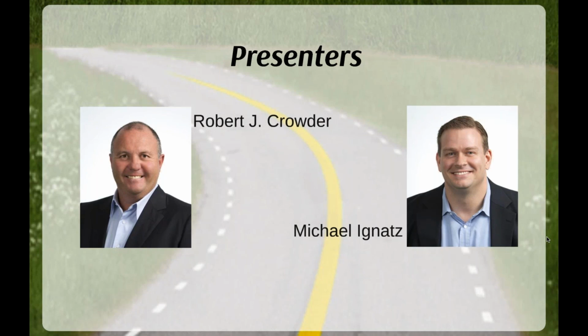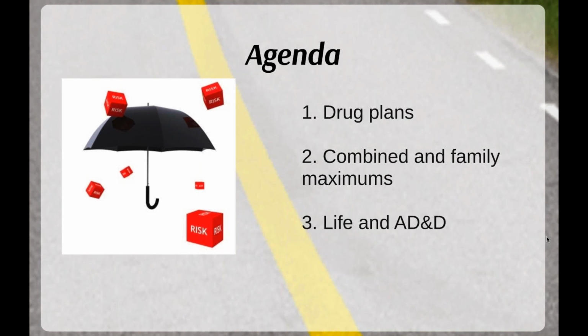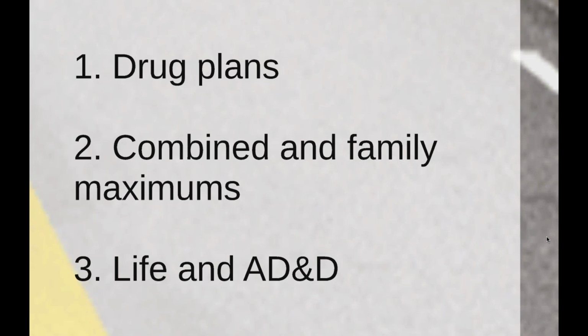So lots going on here today, and we're going to have a ton of fun, but let's jump right into it. The agenda on the things that we want to cover today is really about risk mitigation. That's what we want to talk about. It's about risk mitigation, and we want to talk specifically about drug plans in your client's benefit plans. We want to talk about combined and family maximums. We want to talk about life insurance and accidental death and dismemberment insurance. So we want to cover those 3 items. We're going to dig deeper into each of those, and we want to keep that risk mitigation spin when we're talking about these 3 distinct areas.